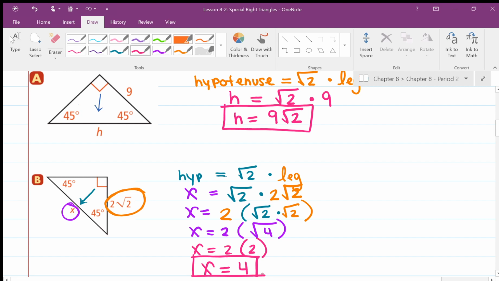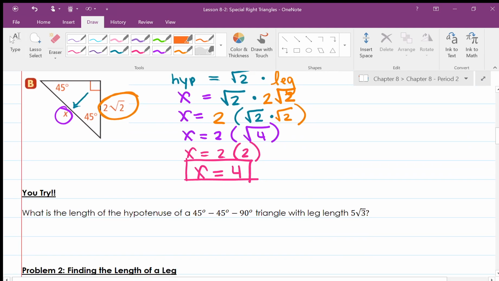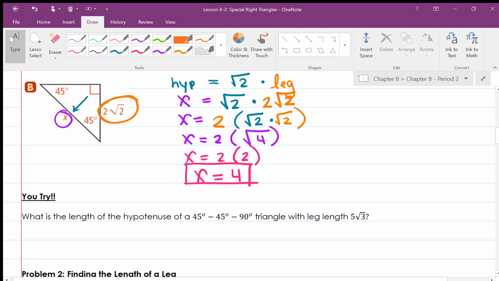It's doable. So I want you guys to take a minute, if you like, pause the video. What is the length of the hypotenuse of a 45, 45, 90 triangle with leg length of 5 square root of 3? Okay, so take the minute, pause the video if you need to, attempt it, try it.